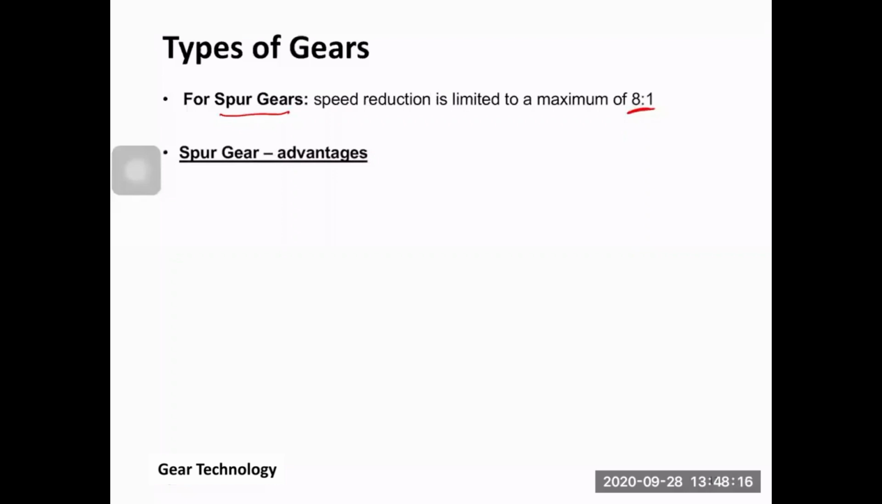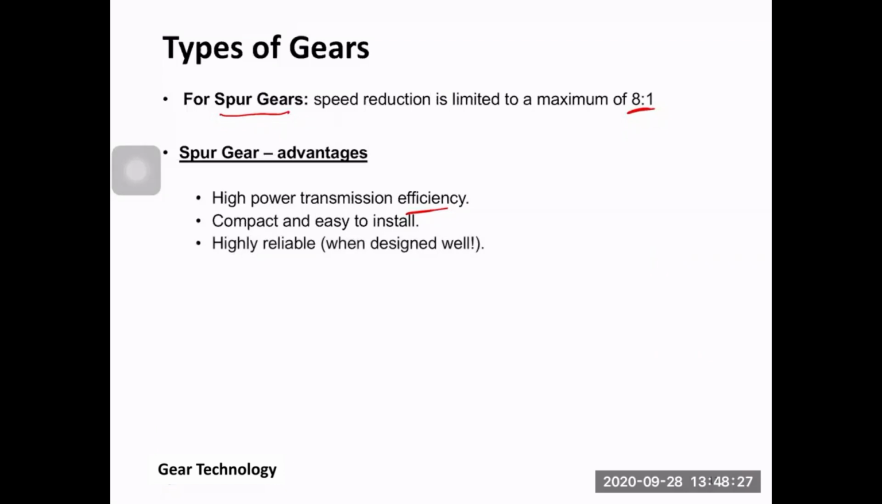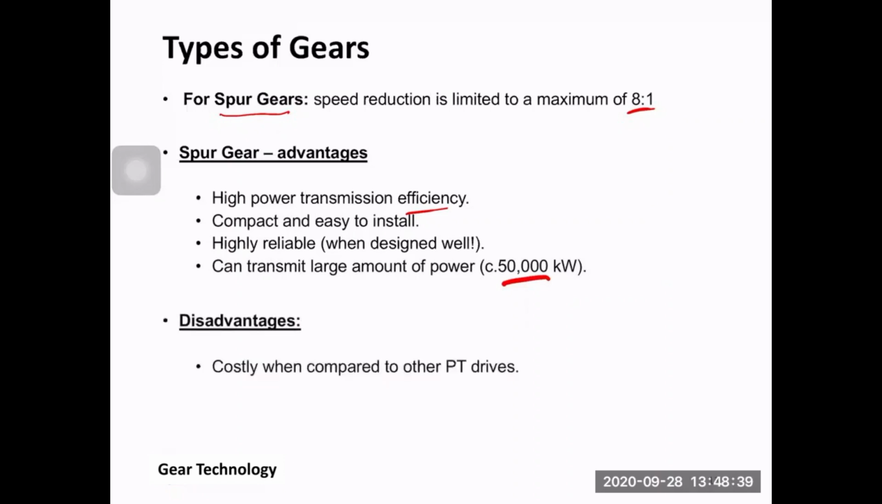Some advantages of spur gears: the efficiency is quite high. They are compact and easy to install. They are reliable, they don't break easily. And they can transmit large amounts of power, almost 50,000 kilowatts. Some disadvantages of using spur gears: they are costly compared to other power transmission drivers like belts, for example, or chains, etc.